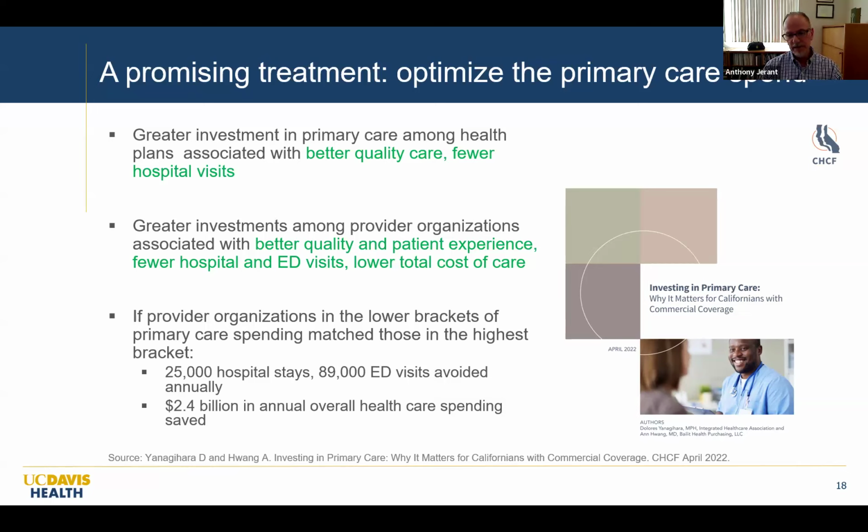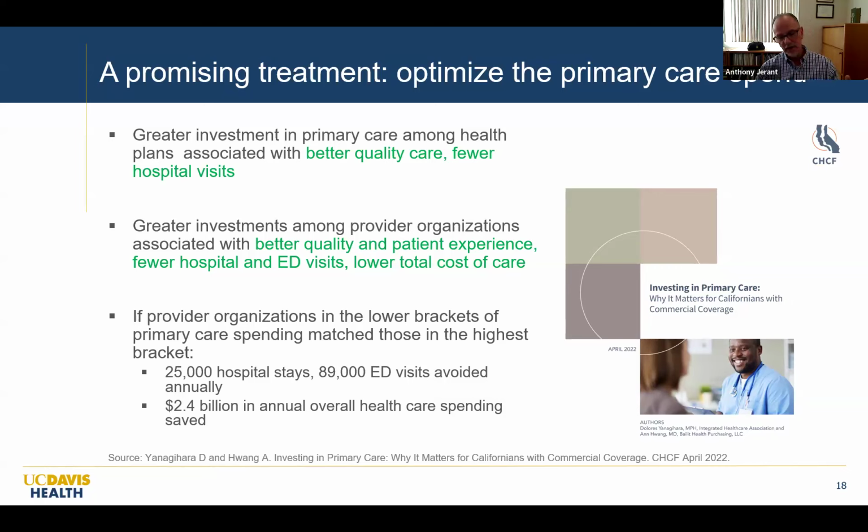But this study that was done, or at least supported by the California Healthcare Foundation, was really eye-opening. They looked at the data from health plans, and higher levels of investment in primary care, a higher proportion of primary care spending, was associated with not only better quality, but fewer hospital visits. And for the provider organizations, the data was even more impressive. They had better quality, better patient experience, fewer hospital ED visits, lower total cost of care.